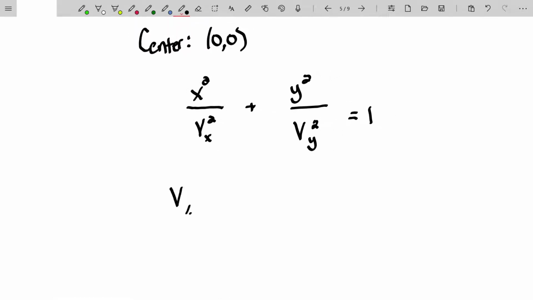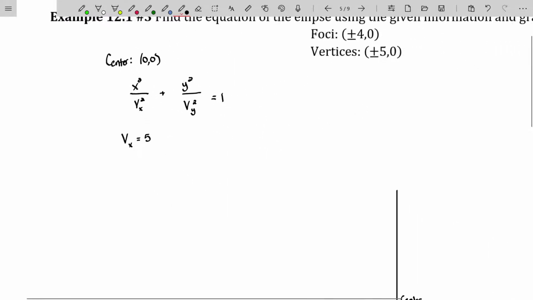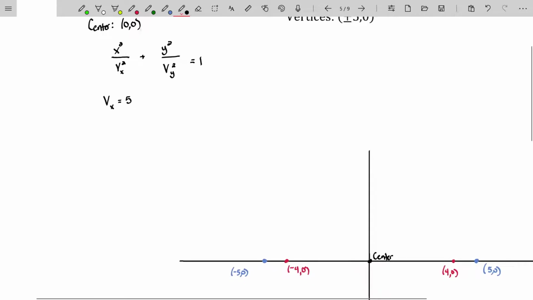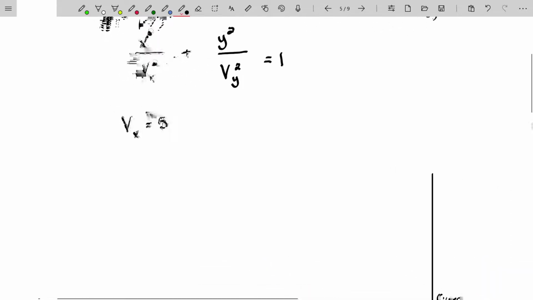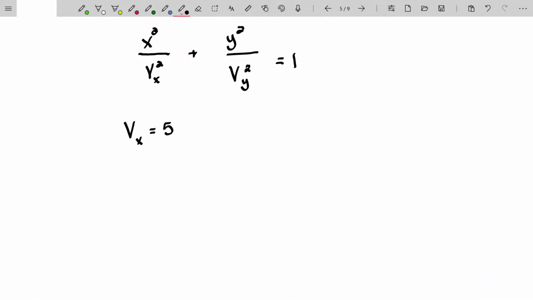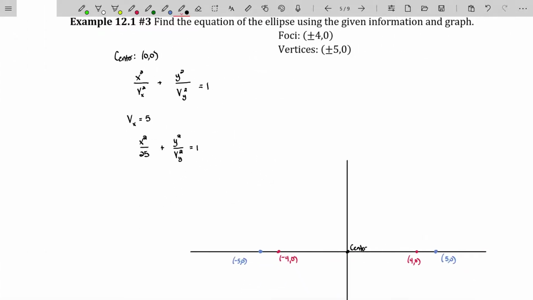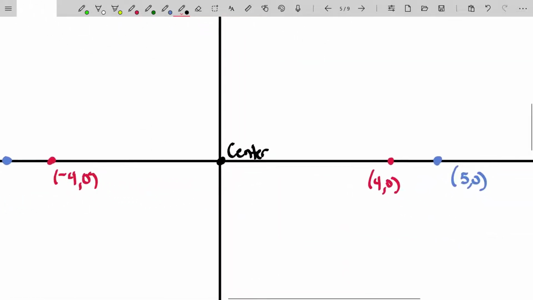And we know the distance to the vertex in the x direction is 5 because we plotted that. They gave us that information. So I happen to know that v sub x squared is 25. So again, our equation is now x squared over 25 plus y squared over the distance to the y vertex squared, equal to 1. Well, how are you going to find that last piece of information? You can find it because they've given you the distance to the focus here.